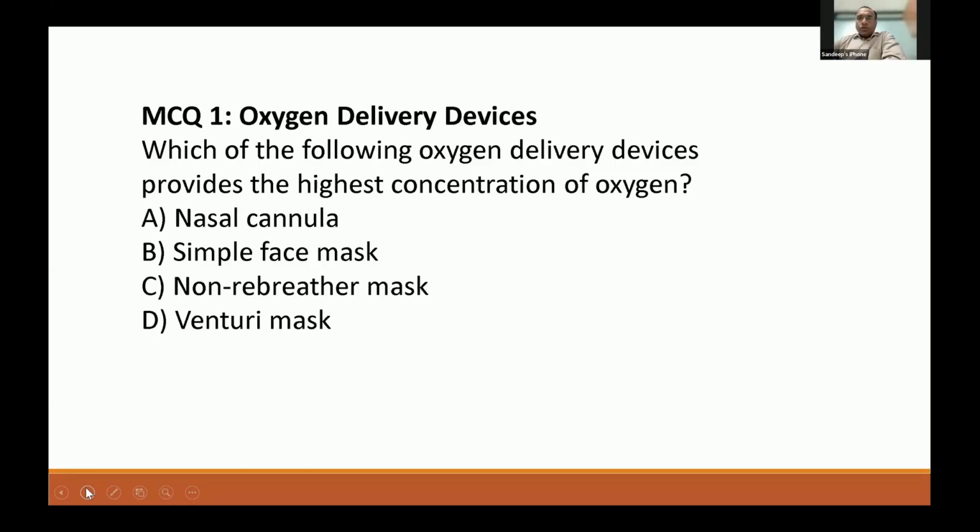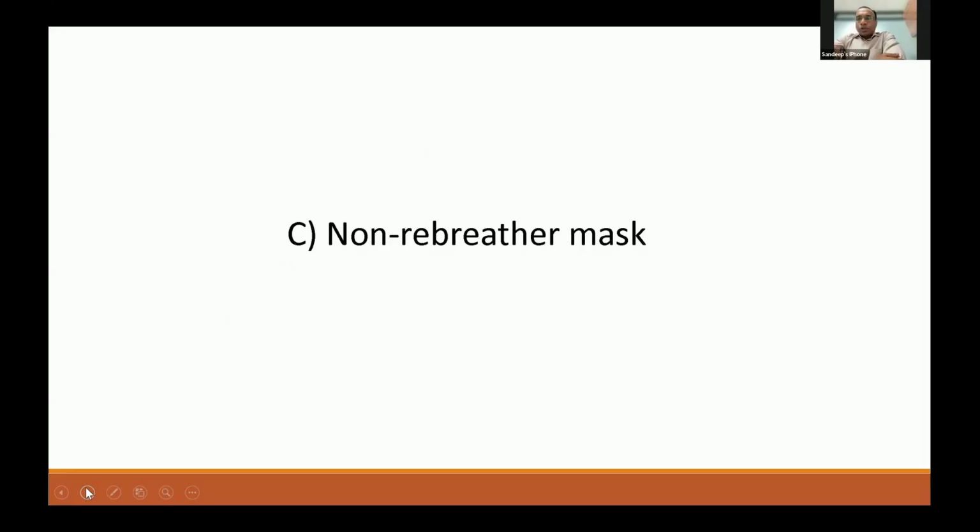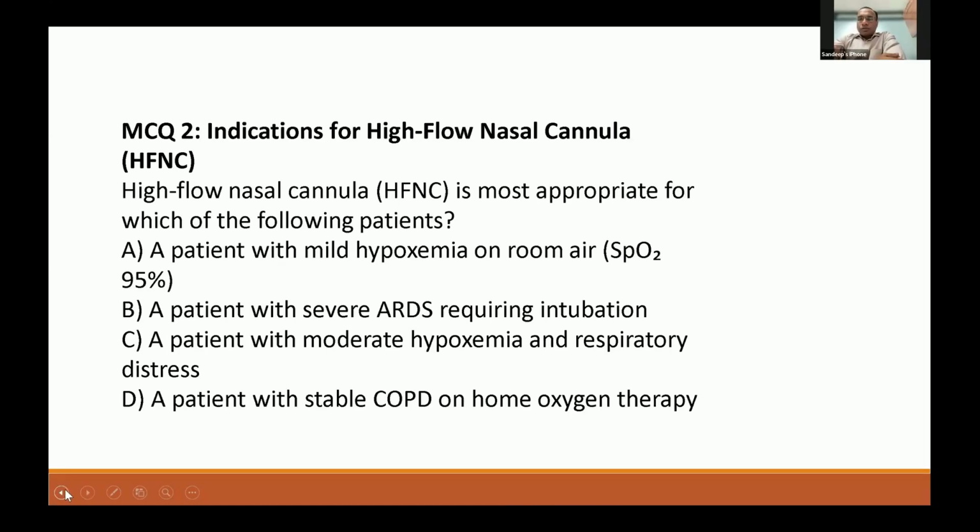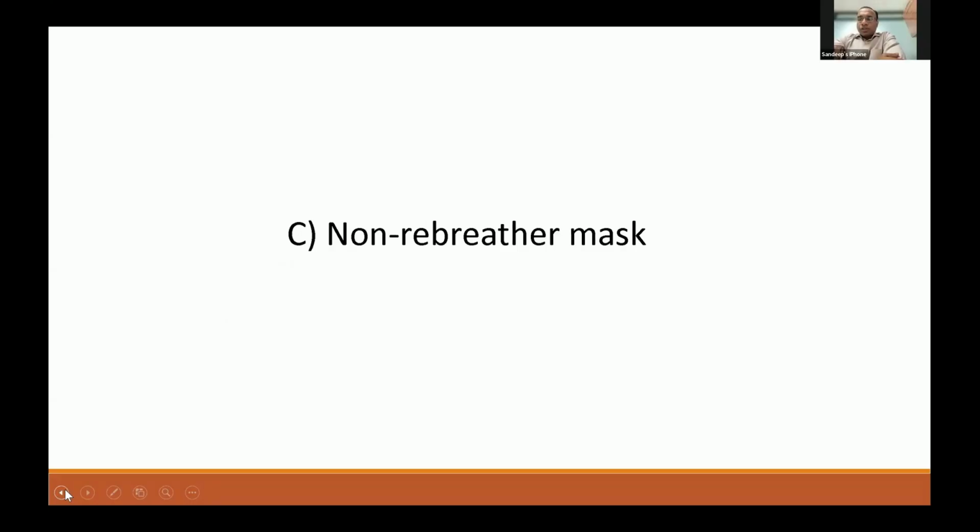Right. So let's see what is the right choice. Next slide. So the answer is C, non-rebreathing mask. Venturi mask can give you a FiO2 of a maximum of 60%. With a non-rebreathing mask, you can achieve oxygen concentration close to 100%. So 90, 95, 100% oxygen concentration can be achieved by using a non-rebreather mask, and the maximum you can get with Venturi is around 60%.